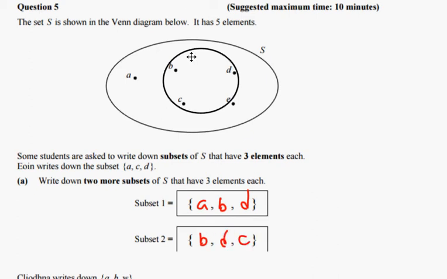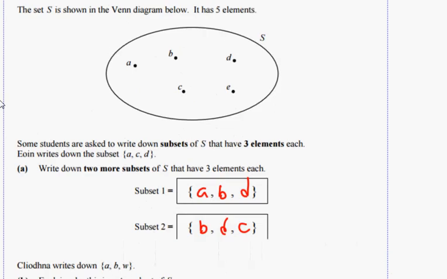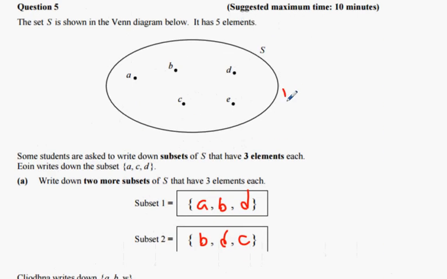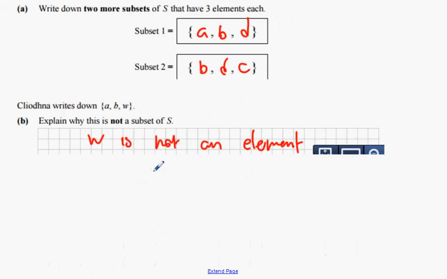Anything that can fit within the circle S. Claudia writes down A, B, W. Explain why this is not a subset of S. Well, it's not a subset because W is not inside of S. It has to be everything that's inside S as well. So W is not an element, means it doesn't belong in S. Not an element of S. Isn't inside it.